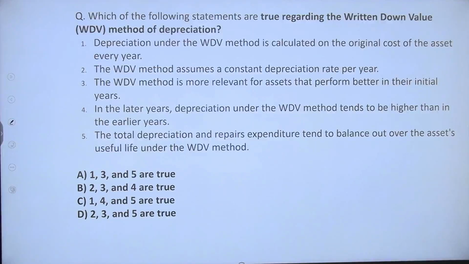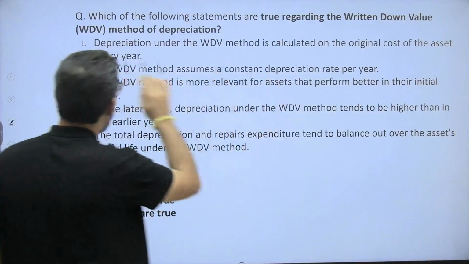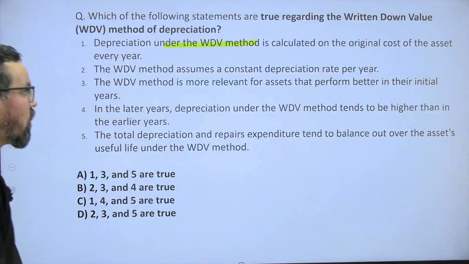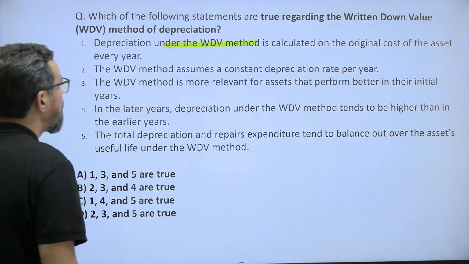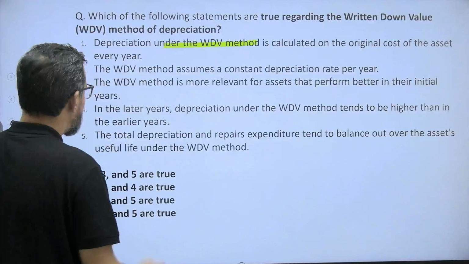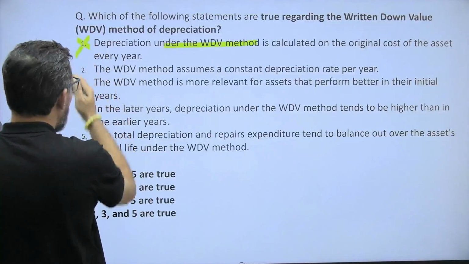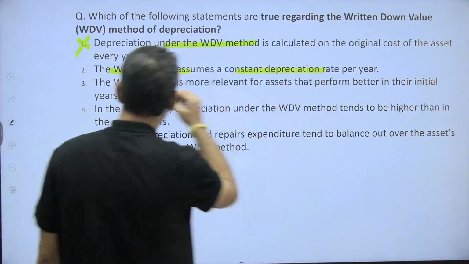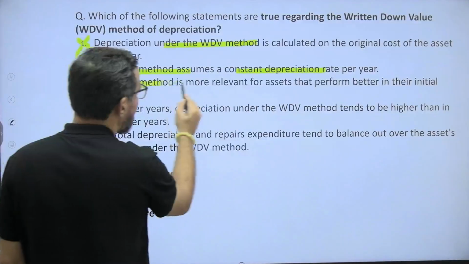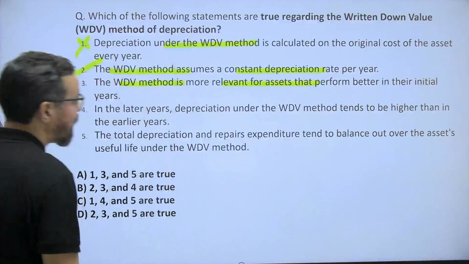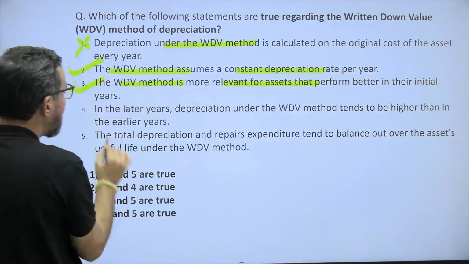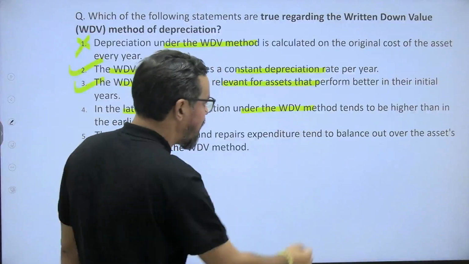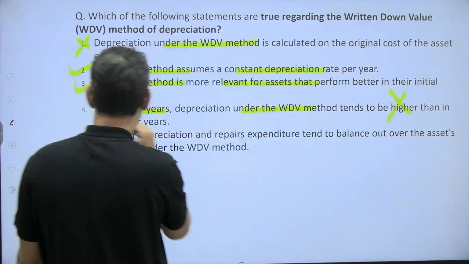Which of the following statements are true regarding the written down value method? Depreciation under the written down value method is calculated on the original cost of the asset every year. It is the residual balance actually. So statement 1 is wrong. The written down value method assumes a constant depreciation rate. Second one is true. The written down value method is more relevant if assets perform better in their initial years. True. In the later years, the depreciation under written down value method is higher, no, it will be lower. So this is also wrong.